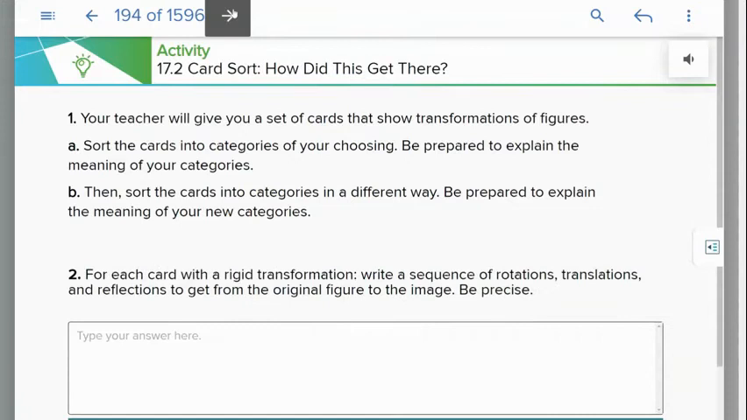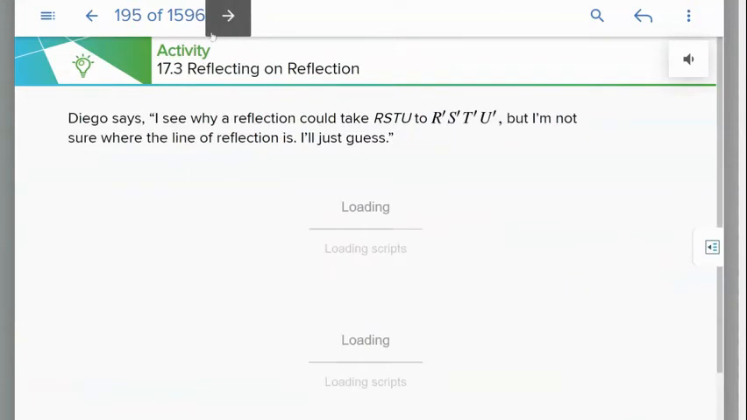All right, the card sort, we can do that later on with another activity, so don't worry about this one. This one is very healthy.